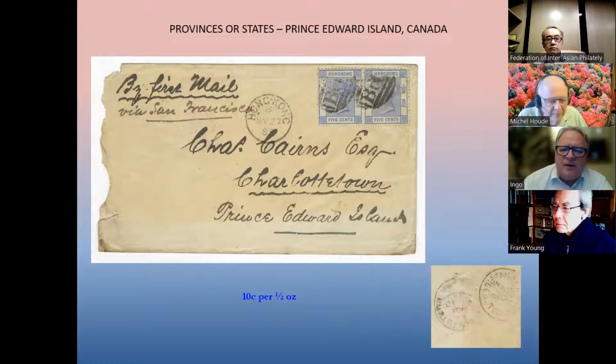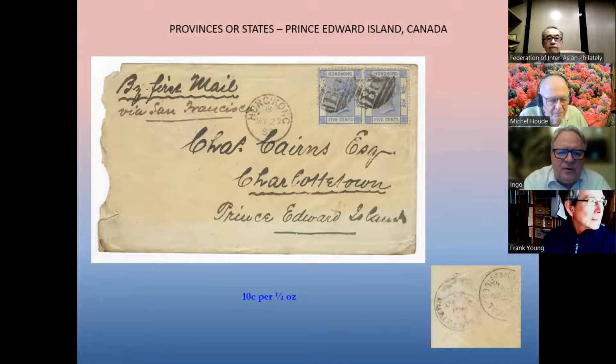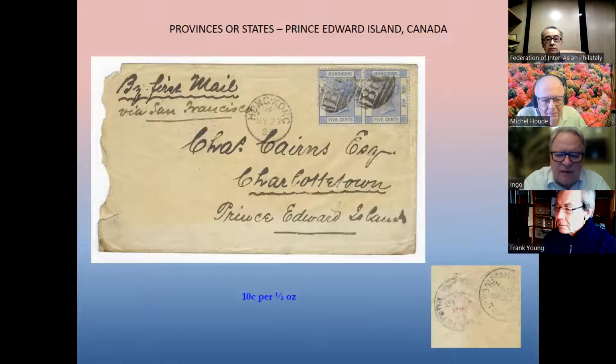It does have some good receiver markings, including when it arrived in Charlottetown. And it was about a 2-month journey for the whole thing. I didn't outline the details, but this was a really, really nice find. And I have to thank my friend Lee Scamp for making this one available to me. Very nice.